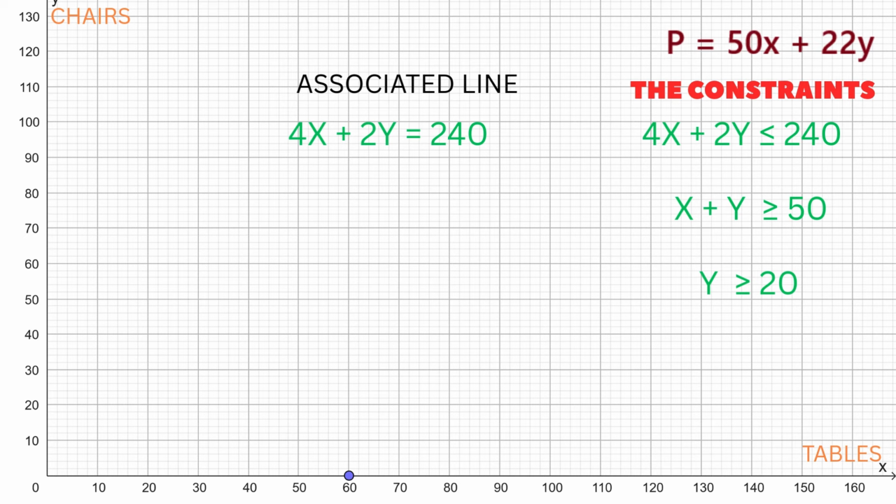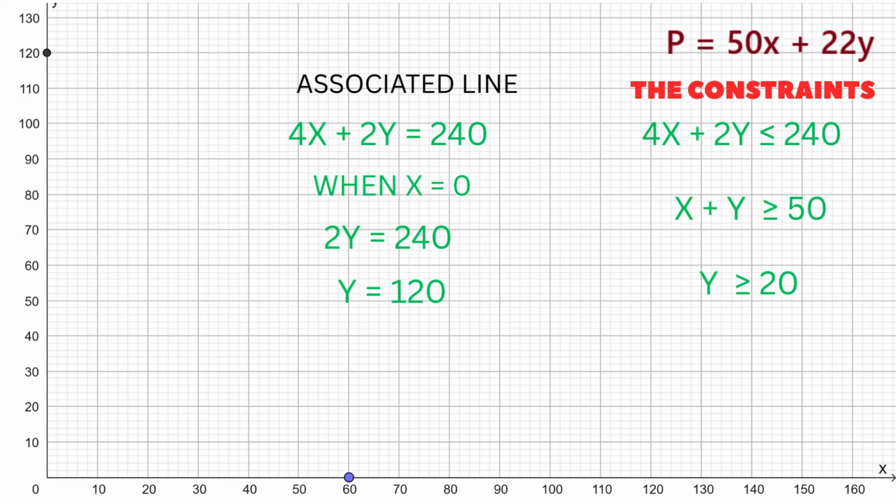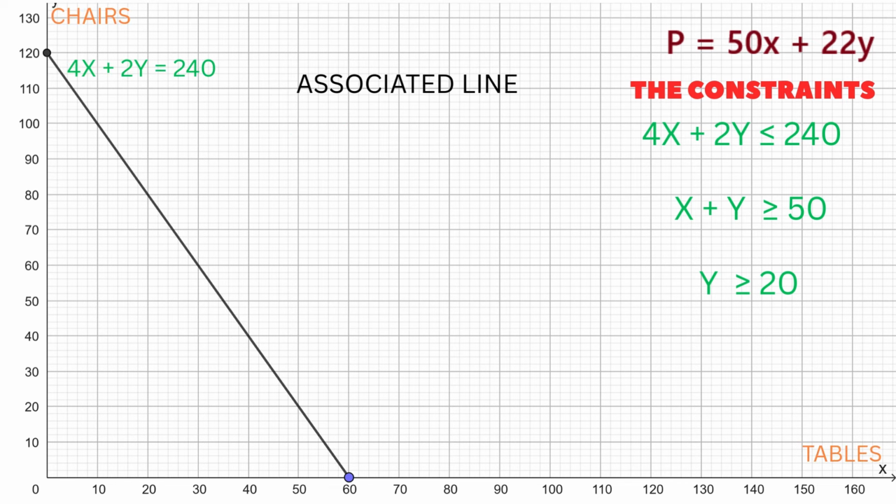The line cuts the y-axis when x equals 0. Hence, we are left with 2y equals 240. Divide both sides by 2, and we get y equals 120. So the line cuts the y-axis at 120. Connect the points, and we have our line.